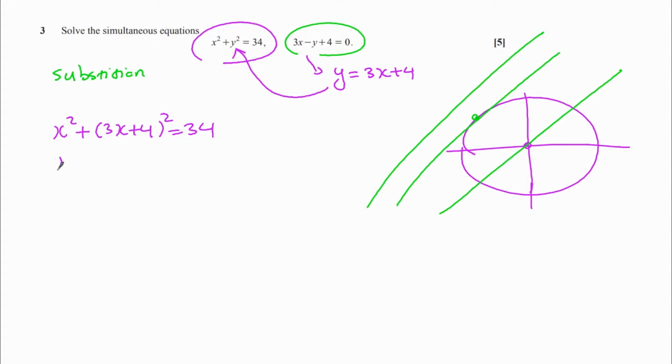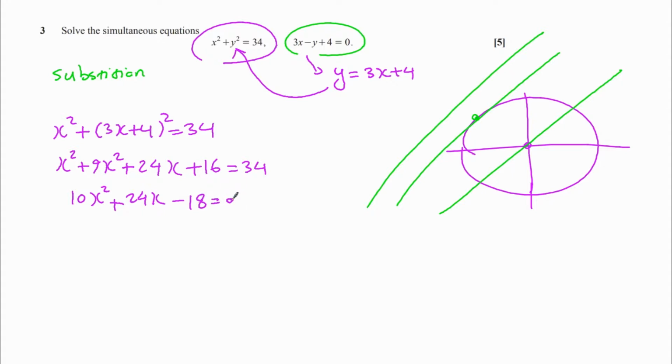I need to expand and make it in a standard form of quadratic equations. So this would be x squared plus 9x squared plus, if we expand it again, (3x plus 4) times (3x plus 4). If you do that, you will find this would be 24x plus 16 equals 34. To make it a standard form, I just bring everything to the left and simplify this. So this would be 10x squared plus 24x minus 18 equals 0.